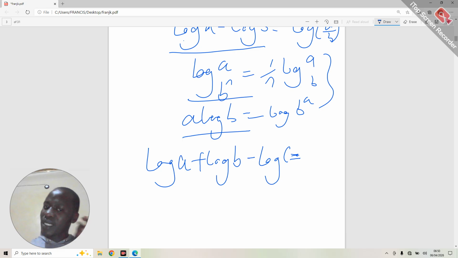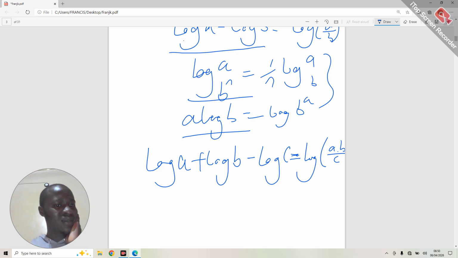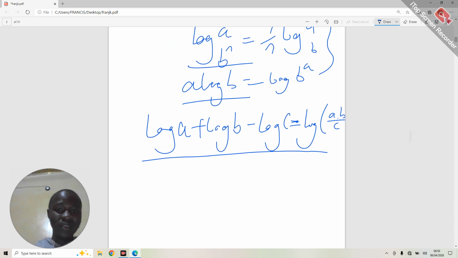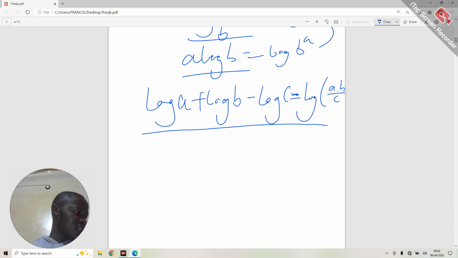Then you expect to have something like log of A multiplied by B all over C. I've never seen such a law. And remember, guys, in those previous lessons, there is a question there that if you follow this format, you won't get the accurate answer. But there's some question which you can apply to this law. Now check out this.